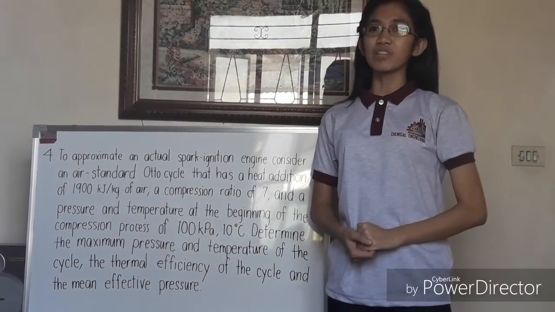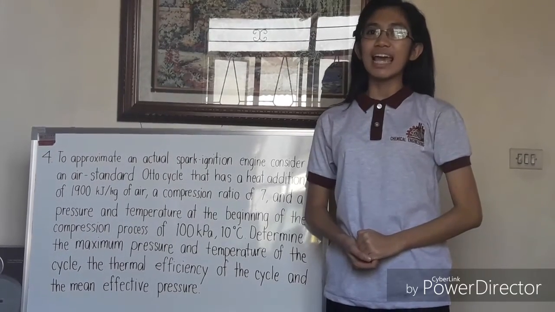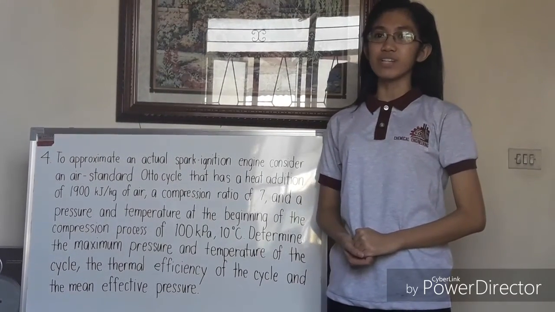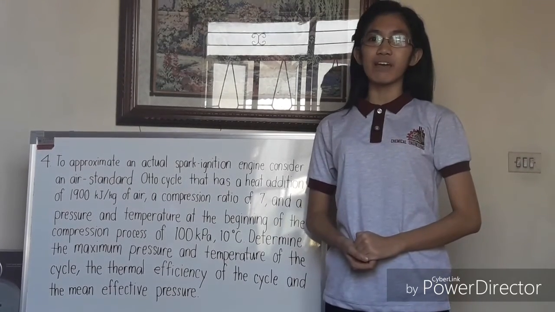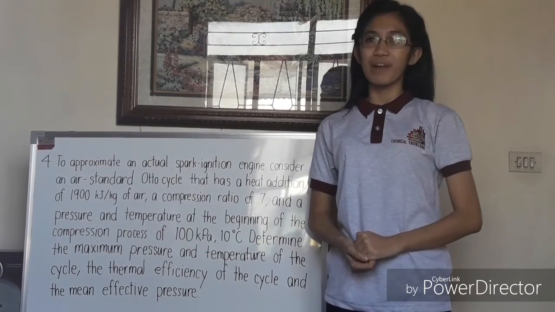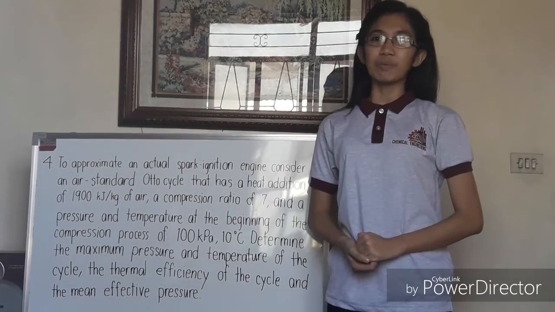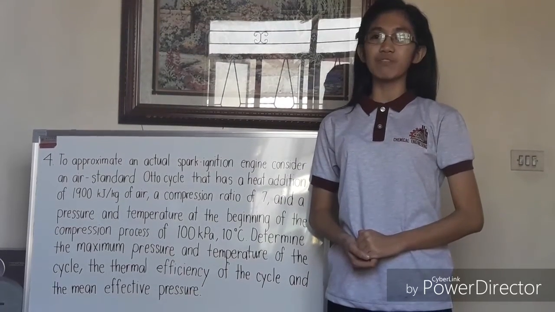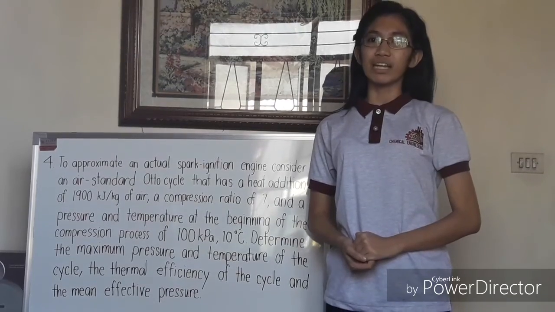To approximate an actual spark ignition engine, consider an air standard Otto cycle that has a heat addition of 1,900 kJ per kilogram of air, a compression ratio of 7, and a pressure and temperature at the beginning of the compression process of 100 kPa, 10 degrees Celsius. Determine the maximum pressure and temperature of the cycle, the thermal efficiency of the cycle, and the mean effective pressure.